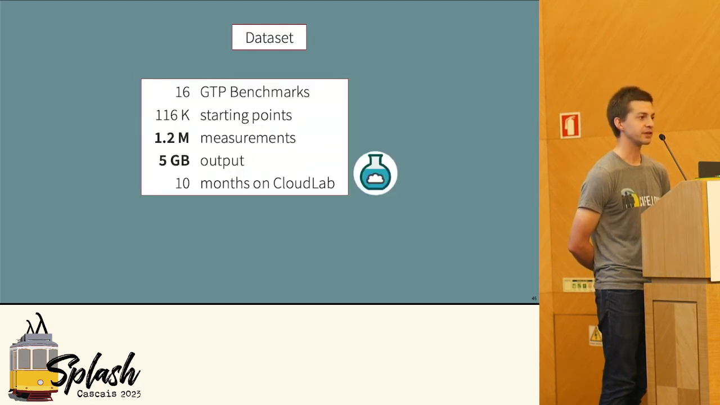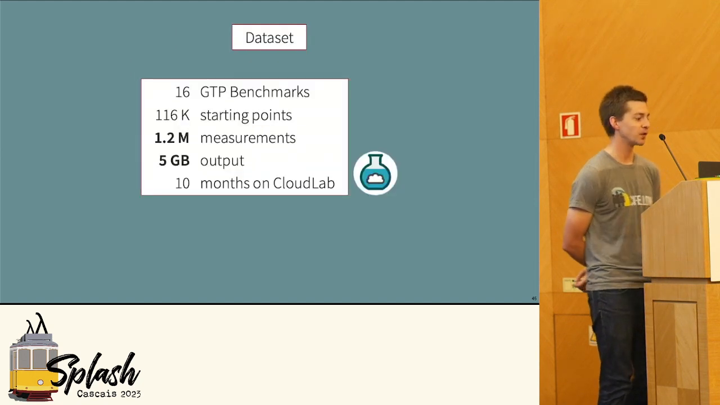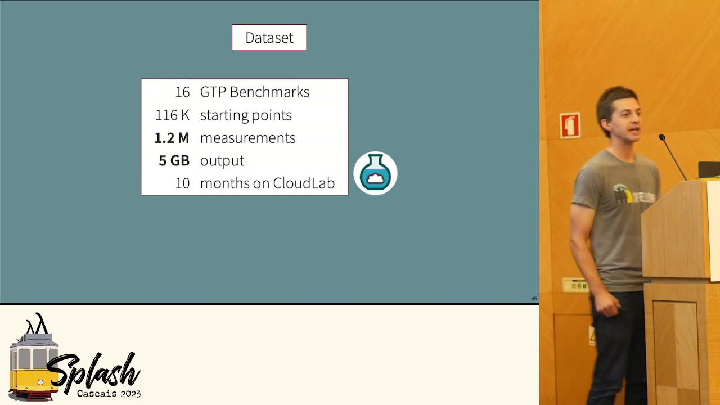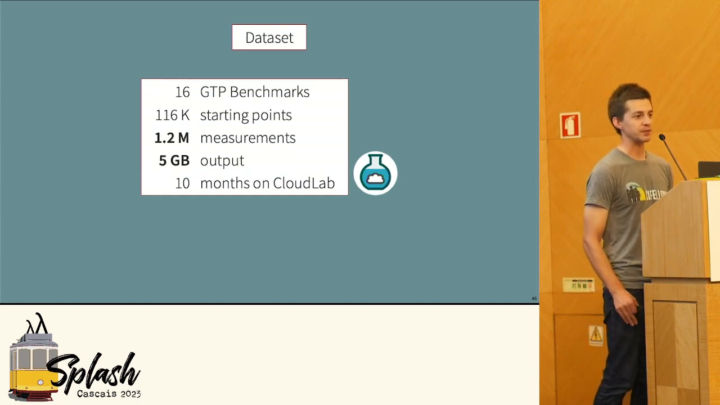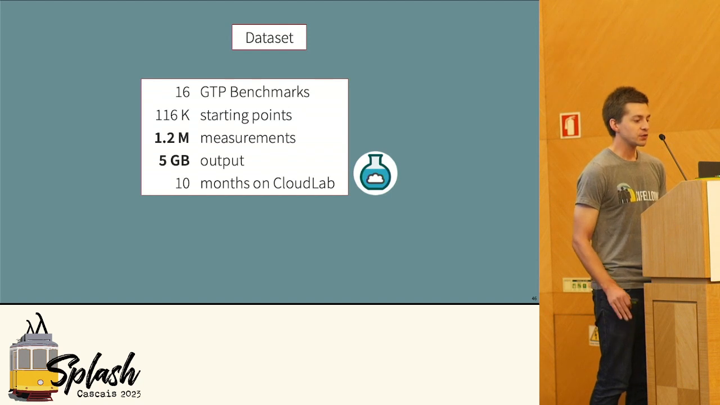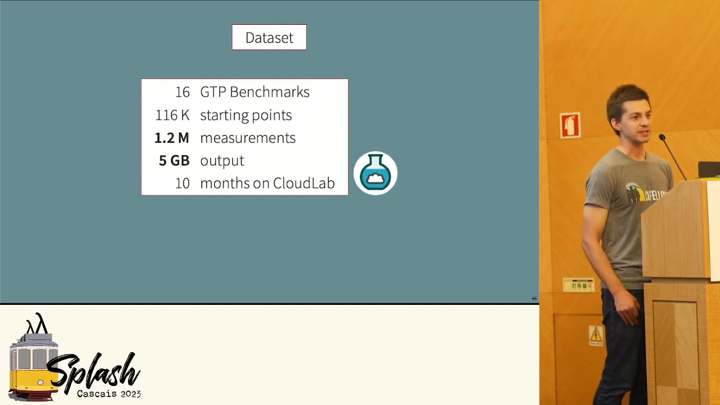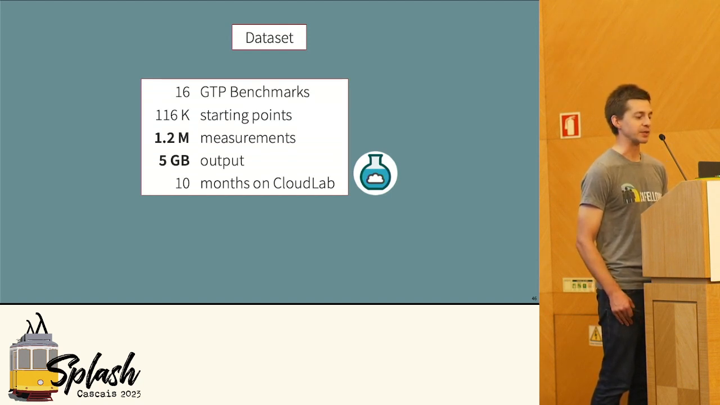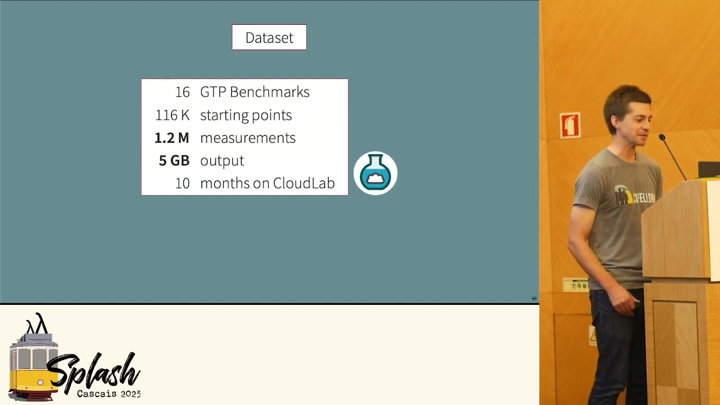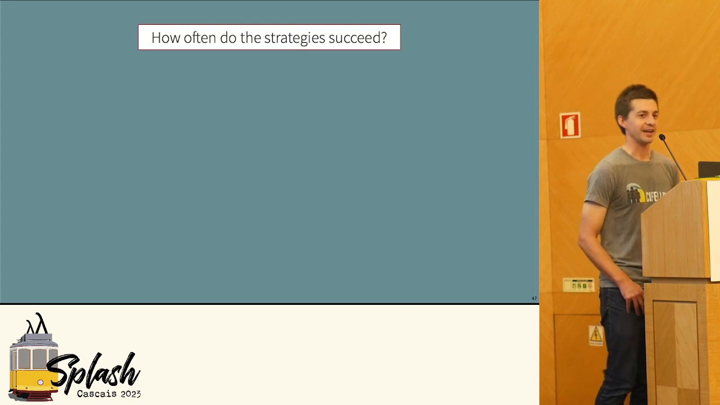We collected a very large data set to run the experiment. We started off with 16 benchmark programs that gave us 100,000 gradually typed configurations. It took 1.2 million measurements to collect all the running times and profiling times that we needed, and that produced 5 gigabytes of output. So we could not have done this work without the help of CloudLab, which gave us plenty of single user machines that we could collect reliable numbers on. So thank you, CloudLab. And now let's see the results.